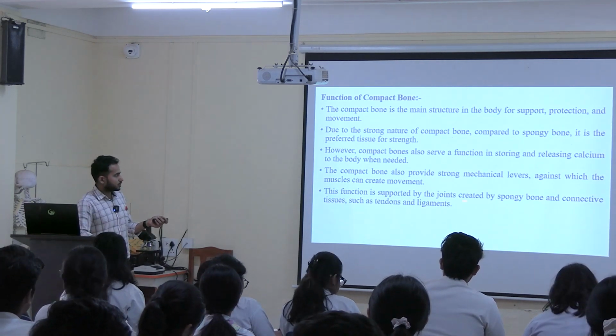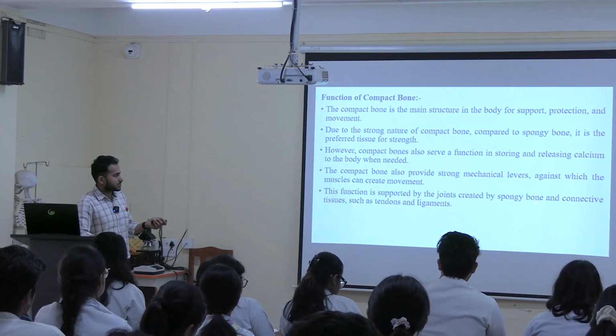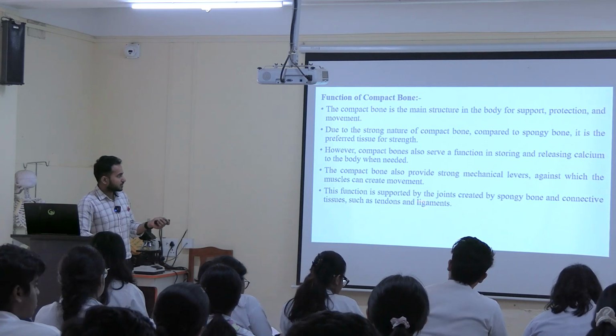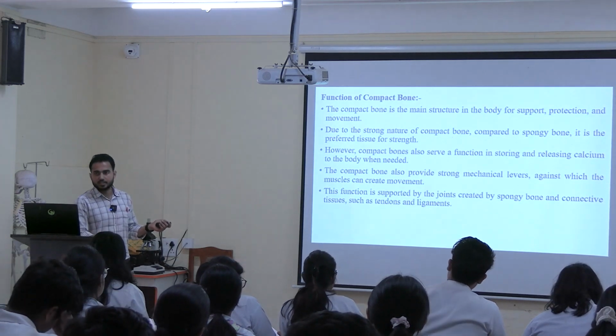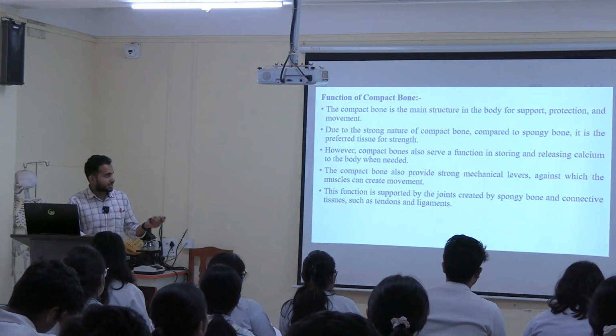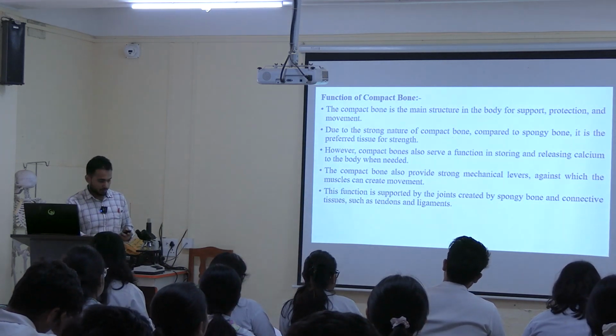Next, this function is supported by the joints created by spongy bone and connective tissue such as tendons and ligaments. So these tendons and ligaments, whatever you have studied in synovial joint, are also attached to the compact bone. So these are some important functions of the compact bone.